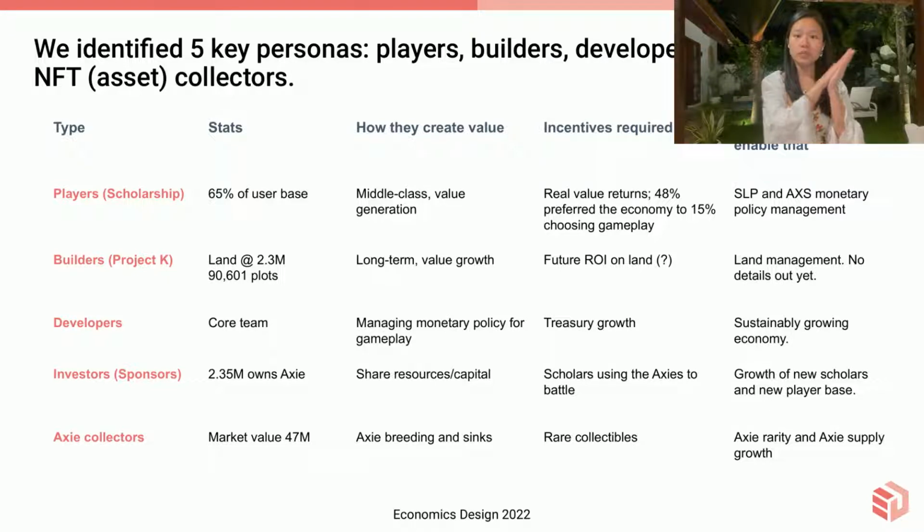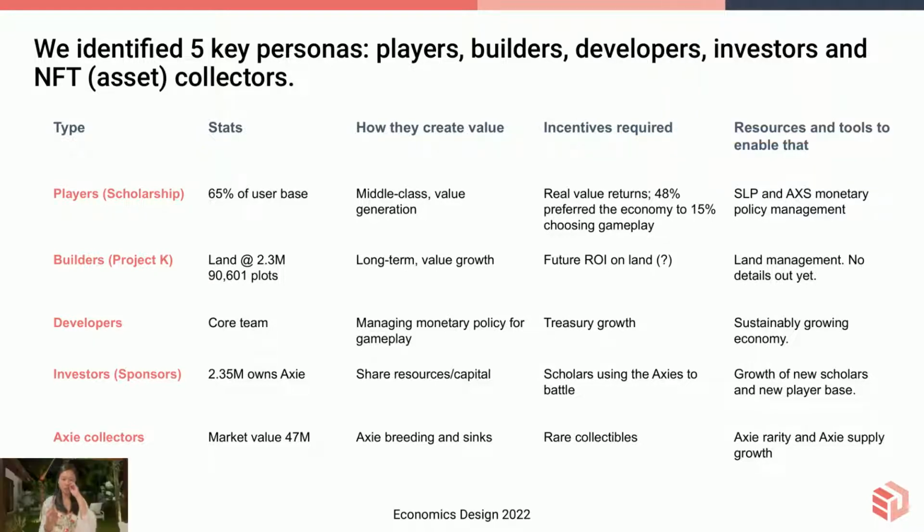So we start off with players. These players are the scholarship. And scholars take up 65% of the user base. That means these people do not own anything. They are almost like an hourly wage worker who plays the game as a job and generates returns, so that they can sell the asset, the token, for dollars to spend in their country.